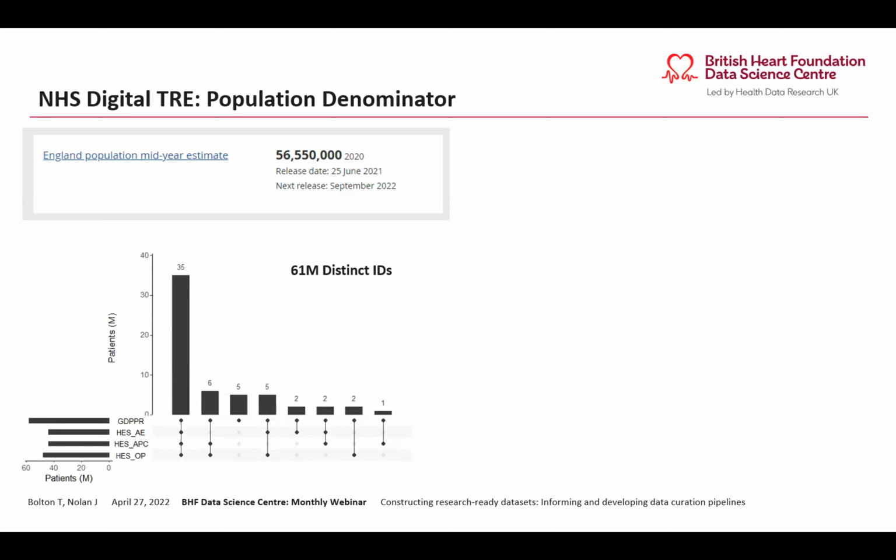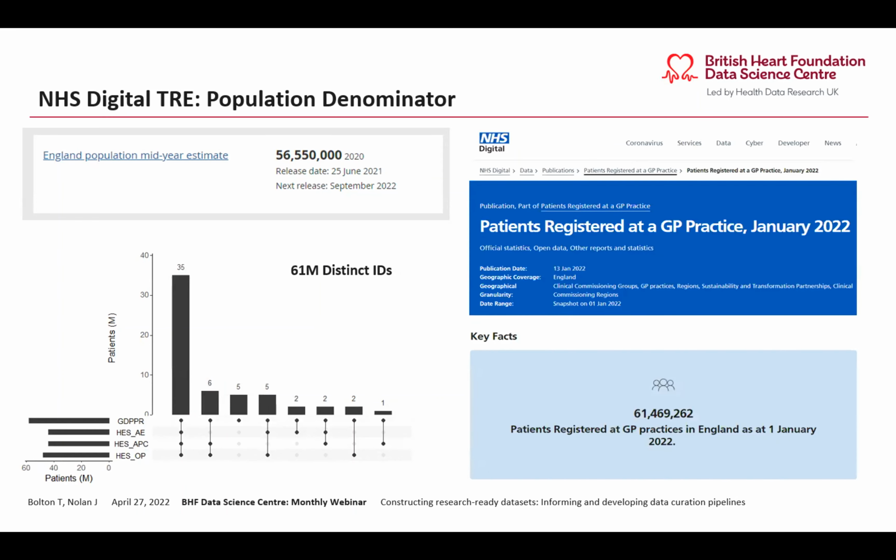If we eliminate these groups by anchoring on GDPPR and also exclude deceased individuals, we get down to 61 million IDs, much closer to what we would expect to see. And this also corresponds with the published figures for patients registered at GP practices.